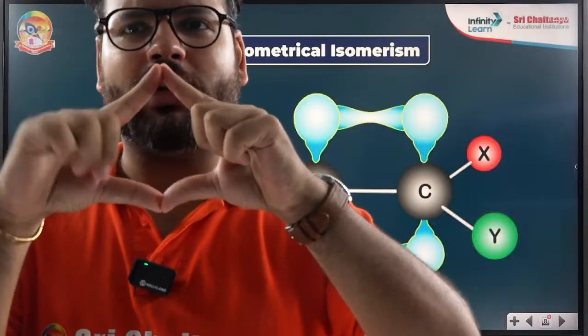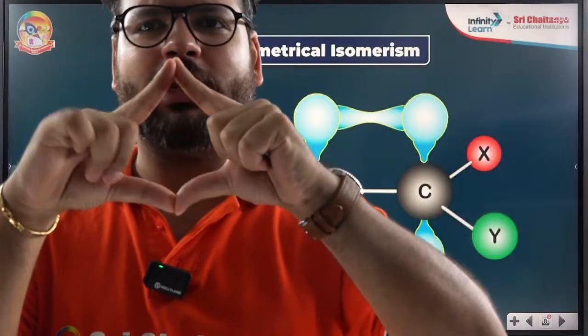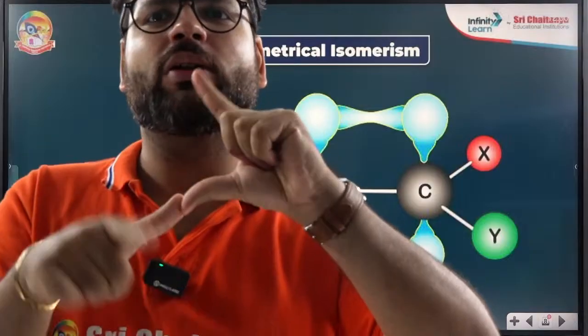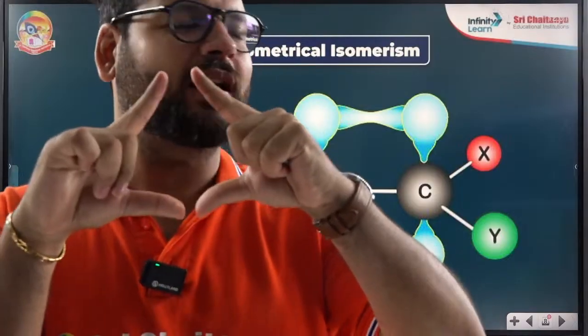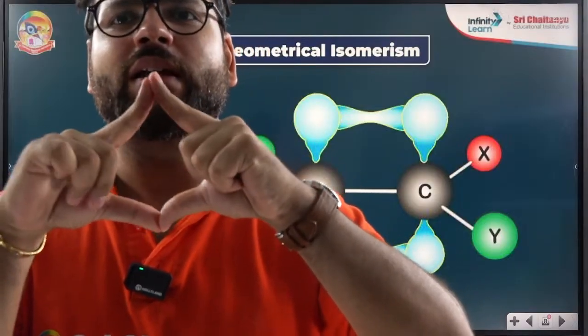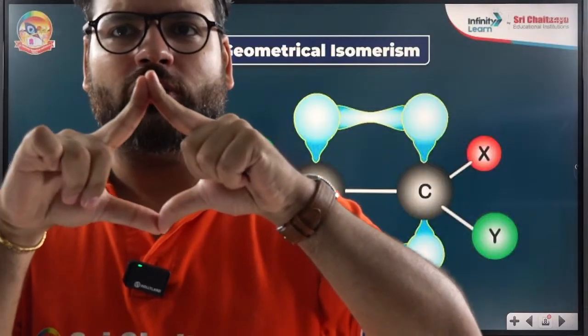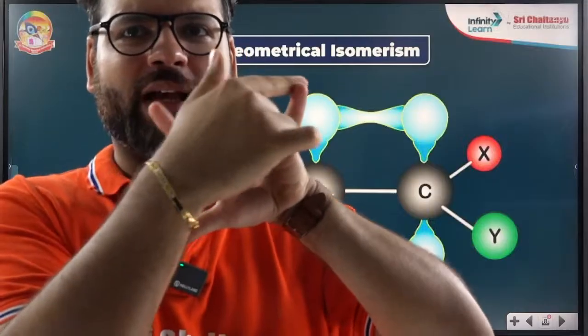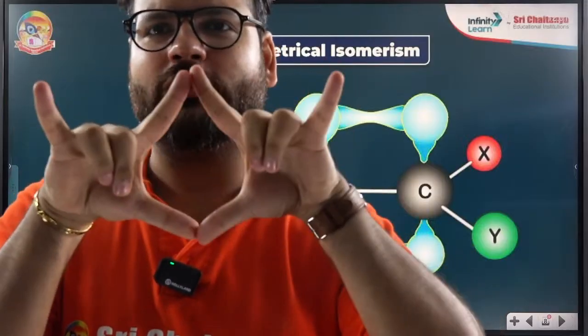So when you try to rotate, it's impossible to rotate. There is a rotation restriction. If I want to rotate, I have to break the pi bond, then only rotation will start. So when there are two bonds, rotation is restricted. If it is cis, let's say cis is like this: this methyl is on the top side, this methyl is on the top side.